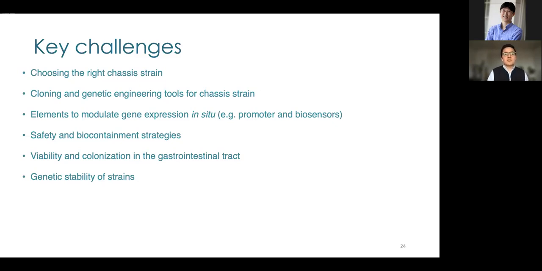So studying approaches to increase the genetic stability of the strains and improve this is also a challenge that we have identified and that we're working on. We are also developing different in vitro assays to evaluate our microbial therapies. An important part of developing a therapy is that you have to do animal studies to test the function.